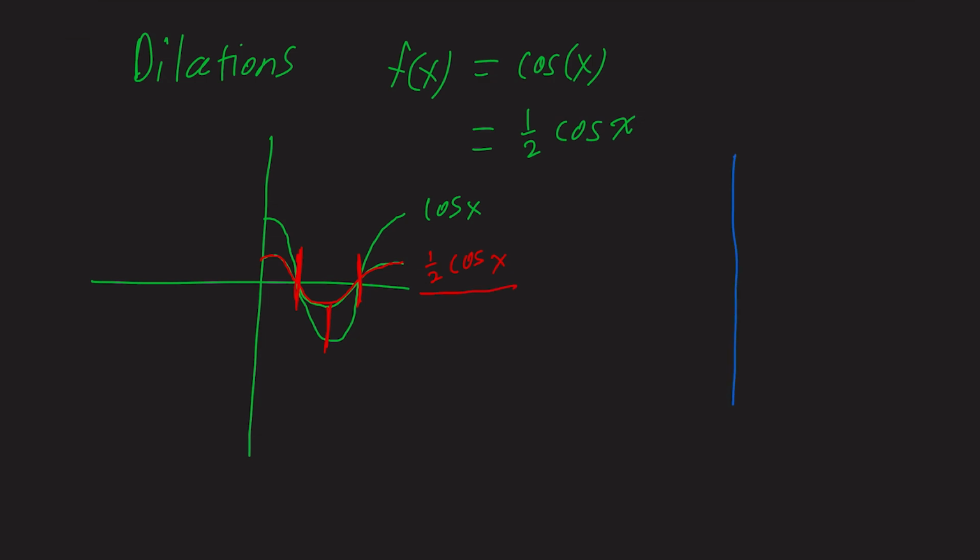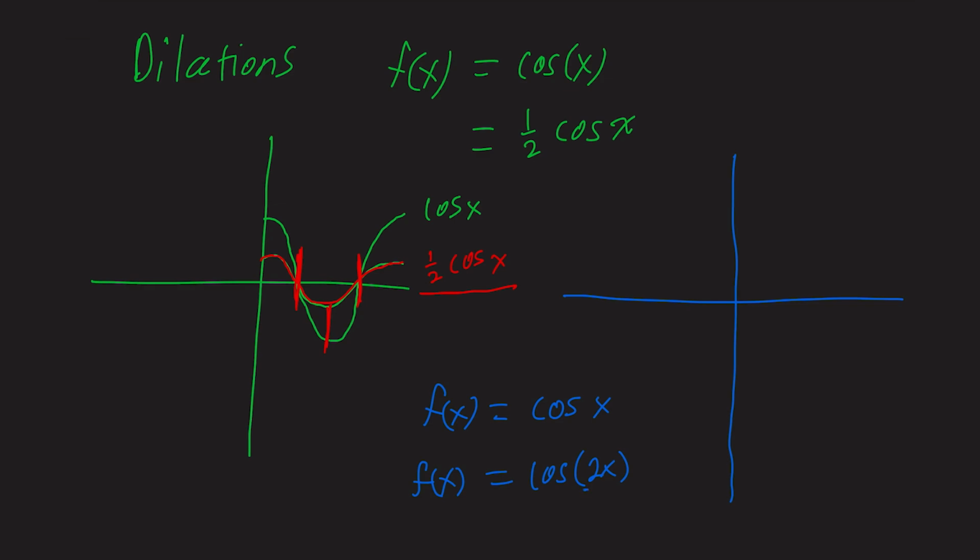Now the other type of dilation we can see is the horizontal dilation. And the horizontal dilation is a multiplication inside the function. So for f of x, again, we're going to observe cosine x, and if I wanted to perform a horizontal dilation, I would put it inside, as in cosine of 2x. So notice that there is a difference here.